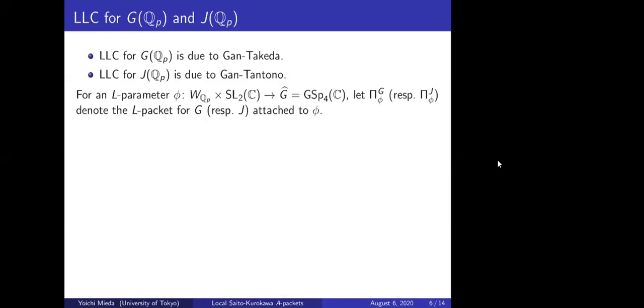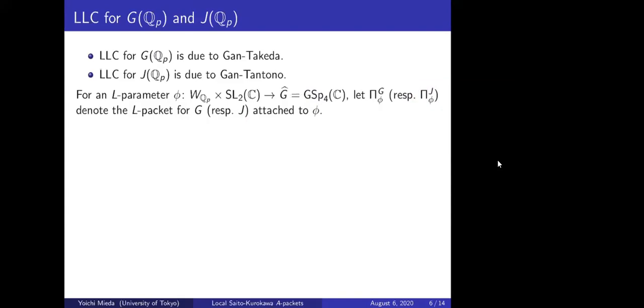So in this case, the L-parameter of G or J is a homomorphism from the Weil–Deligne group to the dual group of G, which is, in this case, GSpin5, and it is accidentally isomorphic to GSp4(C). And to this L-parameter, one can attach the L-packet for G, denoted by Π_φ^G, and the L-packet for J, which is denoted by Π_φ^J.